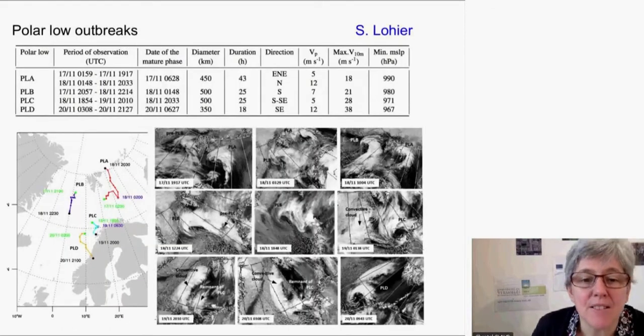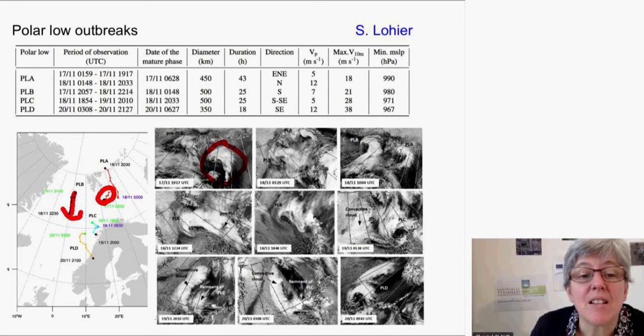These outbreaks, as I said before, are quite common. Here, for example, is a case which occurred in November 2008. And you have four systems. The first polar low developed here between Spitsbergen and Norway and moved north. You can also see it on the satellite images. This is the system which is here. And then practically just a few hours later, you have a second system which formed west of Spitsbergen and went southward this time.